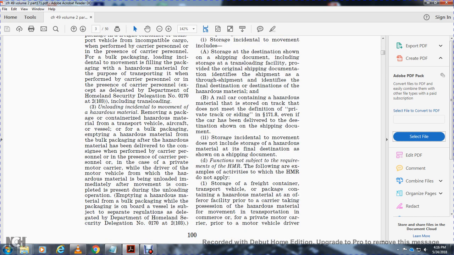Storage incidental to movement does not include the hazardous material with the final destination shown on the shipping document. These functions are not subject to the requirements of the hazardous materials regulations. The following are examples of activities to which the hazardous materials regulations do not apply.